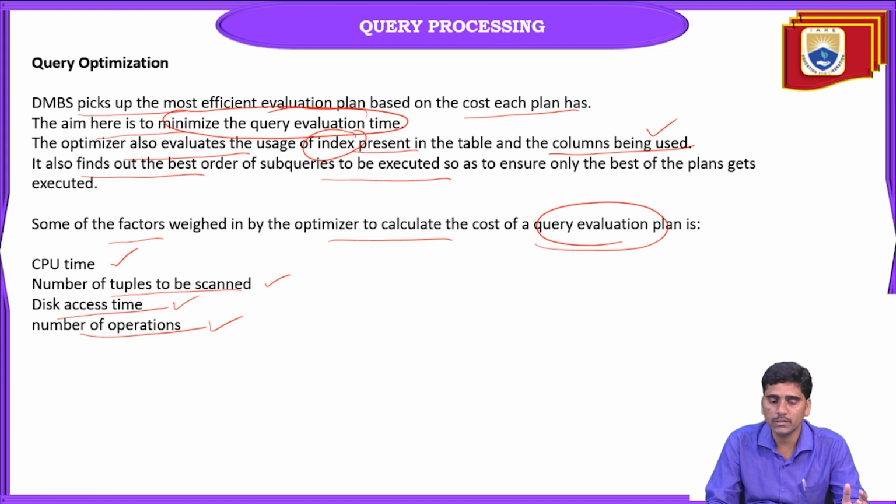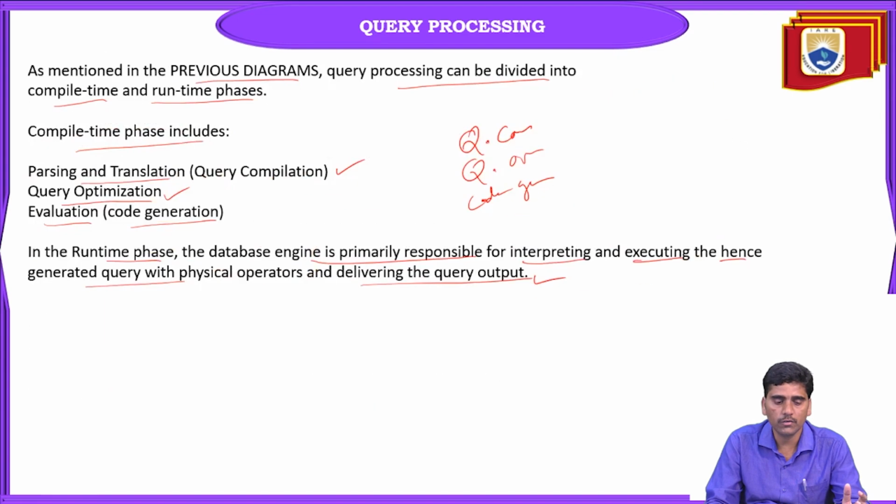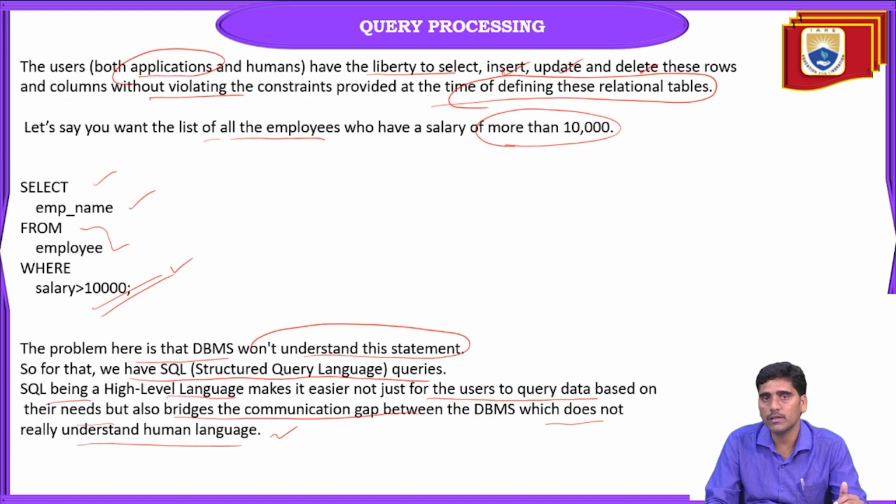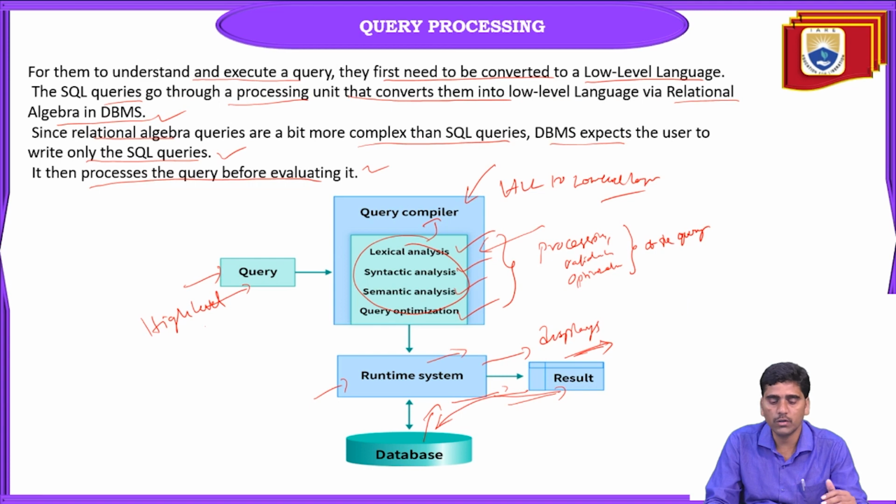Once again we revise the topics which we discussed in this session. Here, query processing and query evaluation. What is meant by query processing? It is the way of parsing the query, validating the query, and optimizing the query before generating low-level code understood by the DBMS. To convert it into that low-level form we have to apply parsing techniques, validating techniques, and optimization techniques. This is the query in a high-level language, which we want to make low-level by doing all these processes.